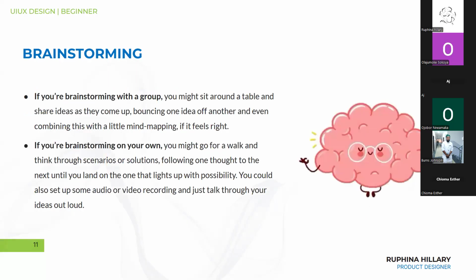So now you can either brainstorm with a group or brainstorm on your own. I like giving these two scenarios because you never know what route you might take. You might decide to become a freelance designer, or you might decide to be someone that works 9 to 5 at a company. So if you're brainstorming with a group, like I've said before, you may sit around a table and share ideas as they come, bouncing one idea off another and combining this with a little mind mapping. I'm also going to get to mind mapping.